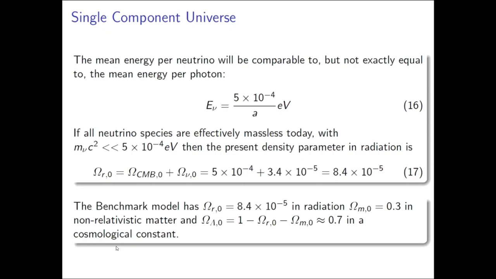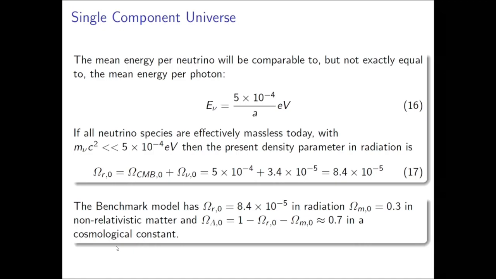So if we consider the neutrino species to be effectively massless today, with mc squared, that is Einstein's E equals mc squared equation, so m ν, the mass of the neutrino, to be very much less than 5 × 10^-4, then what should the present-day density parameter in radiation be? Basically, we have the cosmic microwave background and the cosmic neutrino background that are present in the universe. So the density parameter in radiation would be the sum of both of these, right?